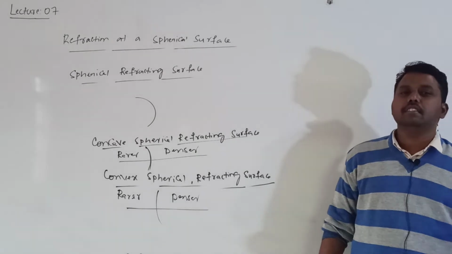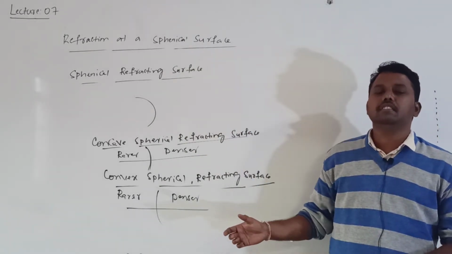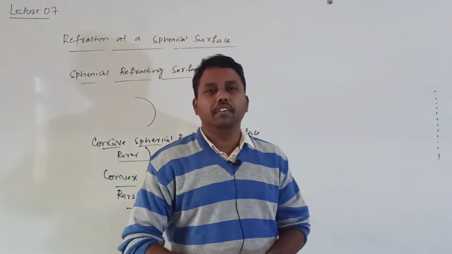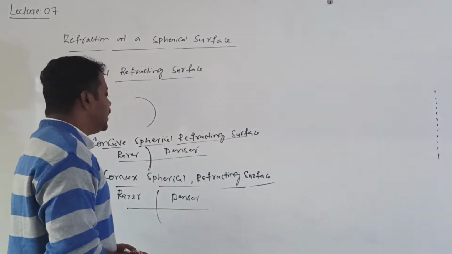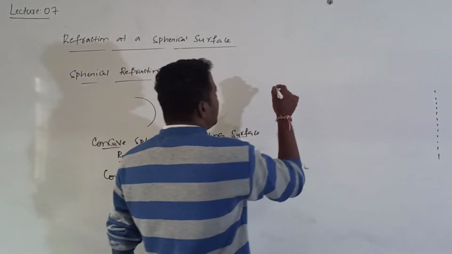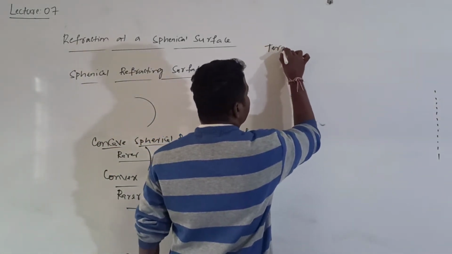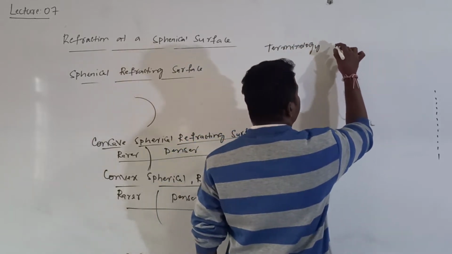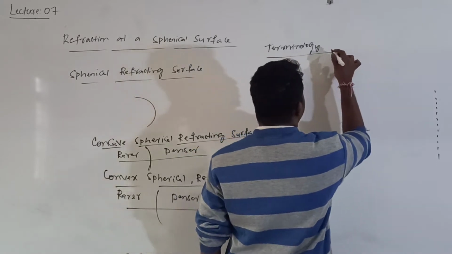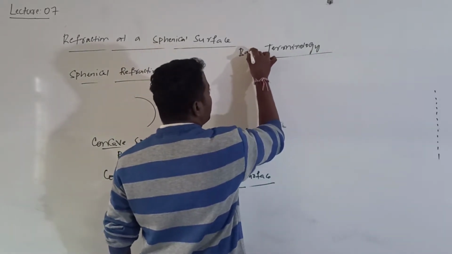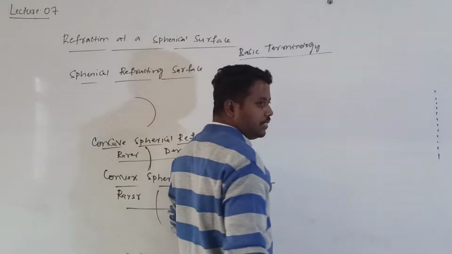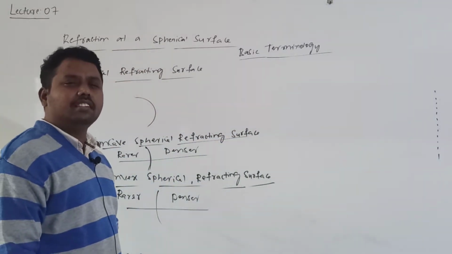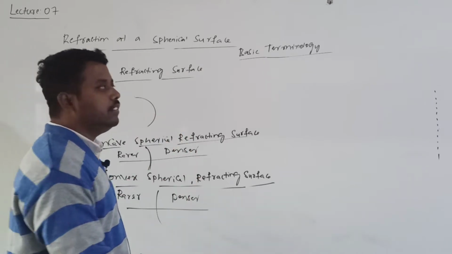Similar to mirrors, which we have studied, where we applied it for reflection, now we will apply it for refraction at a spherical refracting surface. So we will see some terminology, the basic terminology used for a spherical refracting surface. The terminology we studied in mirrors, the same terminology we will get here also.